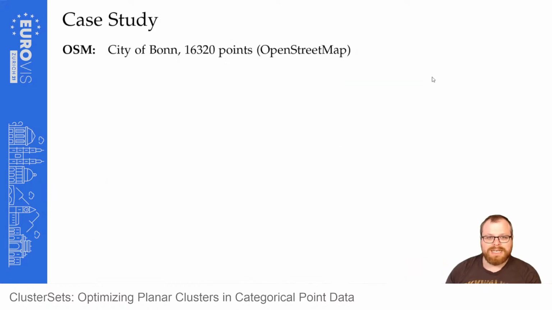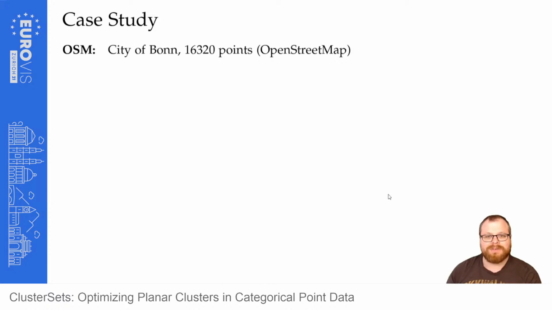The third dataset we extracted from OpenStreetMap, and it has 16,320 points and 123 different categories. This is almost the same spatial extent as the first dataset from University of Bonn, but of course it has many more points of interest.